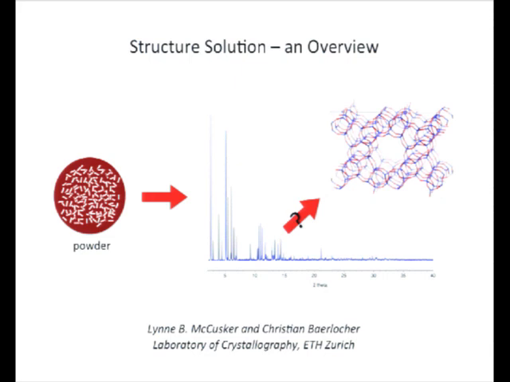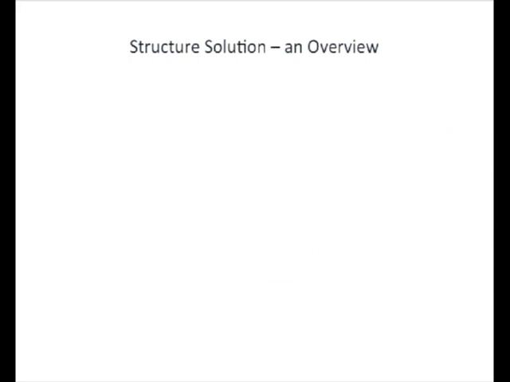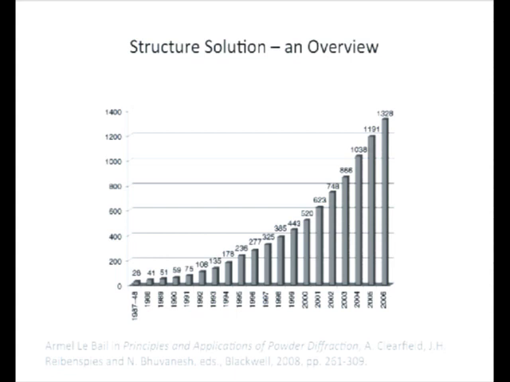If we look at the number of structures that have been solved from powder data over the years, I've stolen this slide from Armel Labile on a chapter in 2008. Unfortunately, it only goes up to 2006, but it doesn't really matter because you can see there's a steady increase in the number of structures that have been published that have been solved from powder data. And why is that? Well, Bill has already said, really, it's because we've got better data, we've got better computers, and we've got algorithms that take advantage of both. And this is really what this school is all about.